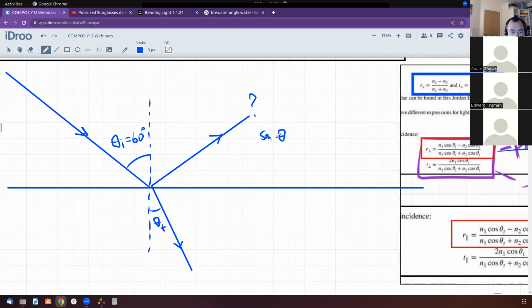Sine theta i divided by sine theta t is equal to the refractive index, which is 1.31. So theta t is arcsine of sine 60 divided by 1.31, which is 41.4 degrees. That's the angle of transmission.